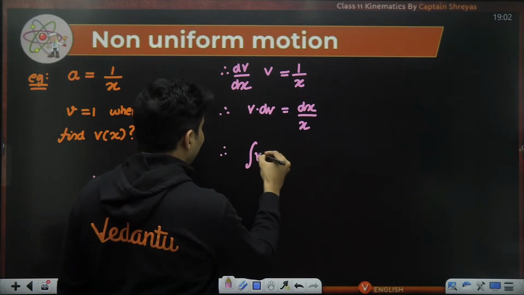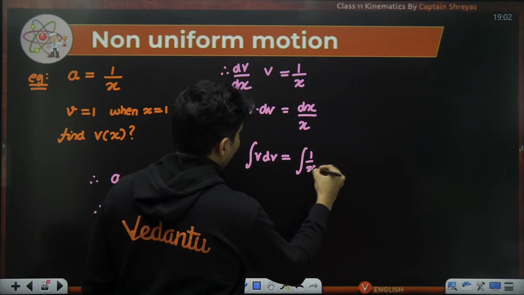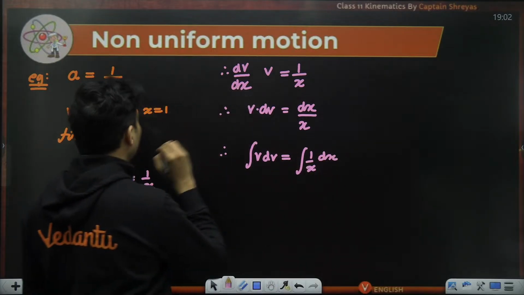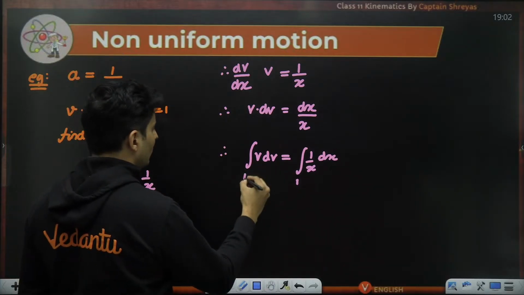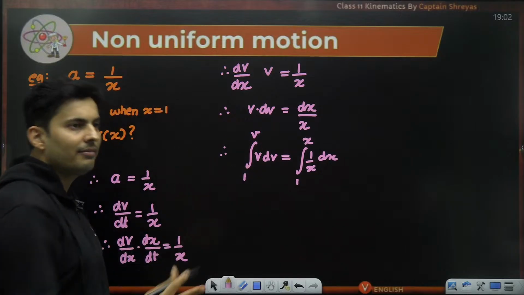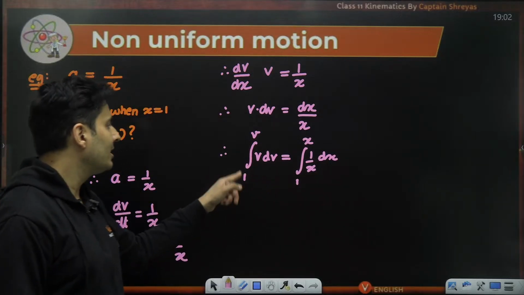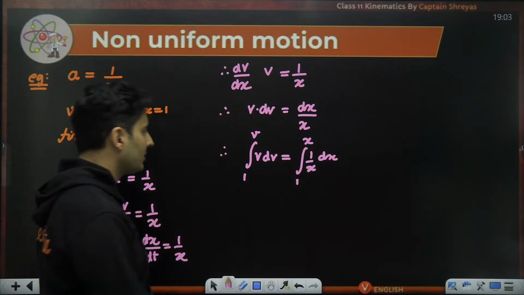Okay, integration of v dv is equal to integration of 1 by x dx. Substitute the limits. When x is equal to 1, then the velocity is also 1. When x is x, the velocity is unknown velocity v. When x is 1, v is 1. When x is x, v is v. That's what we need to find, velocity as a function of x.